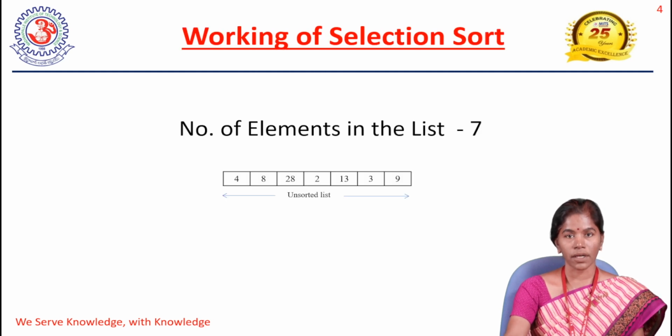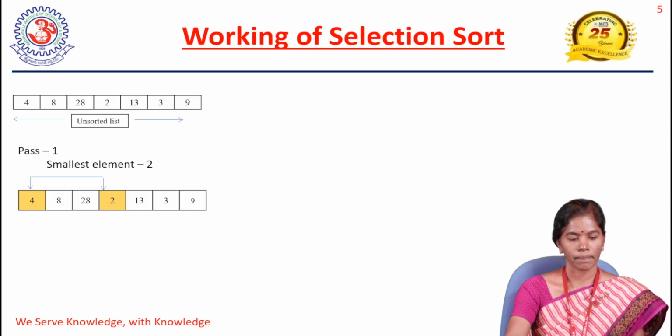Let's see the working of selection sort. There are 7 elements in the list: 4, 8, 28, 2, 13, 3 and 9. Initially the entire list is considered as an unsorted list. It goes through several passes to get sorted. In the first pass, we find the smallest element. So in that entire unsorted list, we have to find the smallest element.